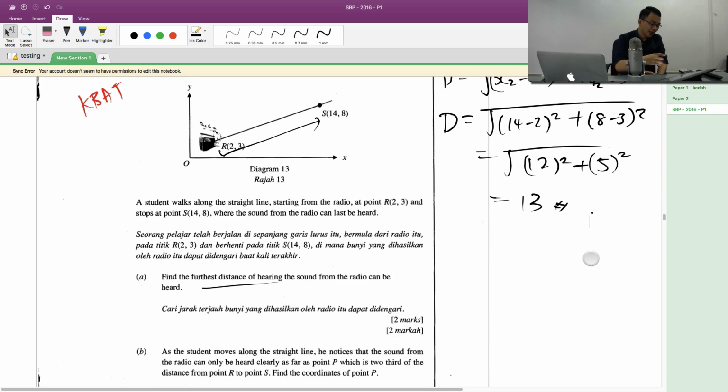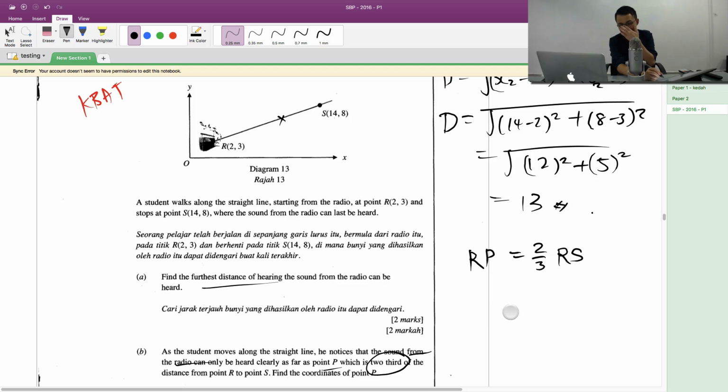Okay, so that means P will be somewhere in the middle, because they say you can hear clearly here. So the question gives you some ratio. It can only be heard as far as the point P from the radial, from radial to point P. So I can say R to P is equal to 2/3 of the distance R to S, RS. Alright, this is how I read the question.